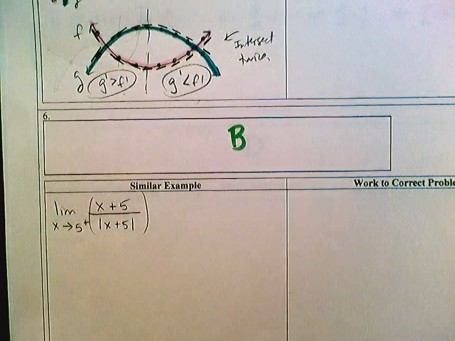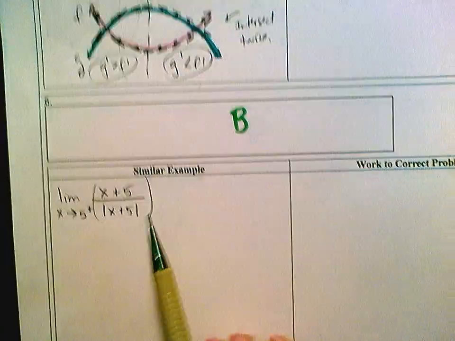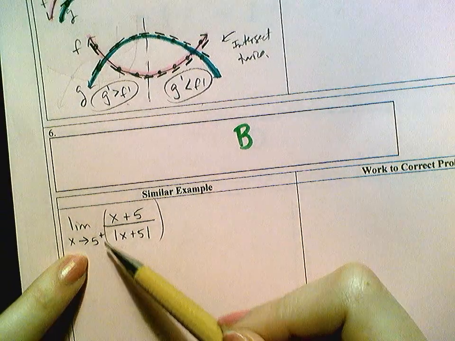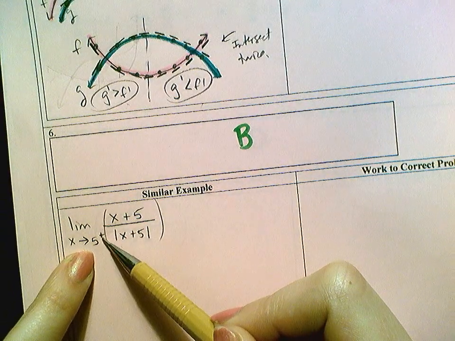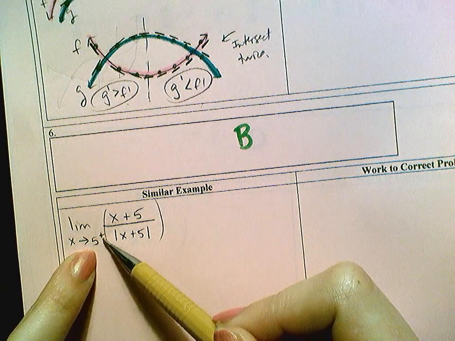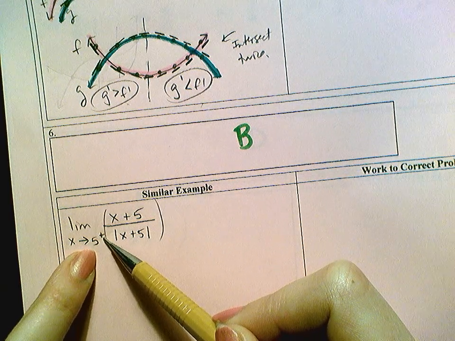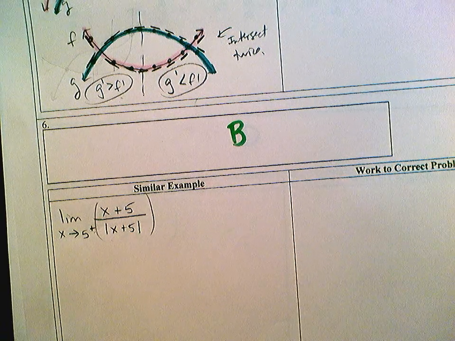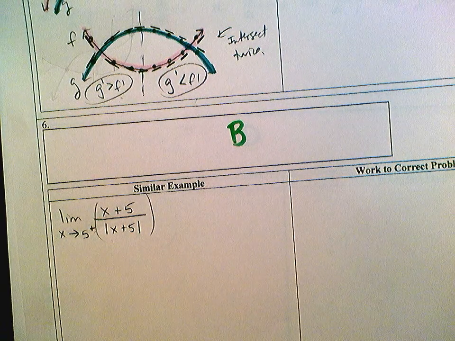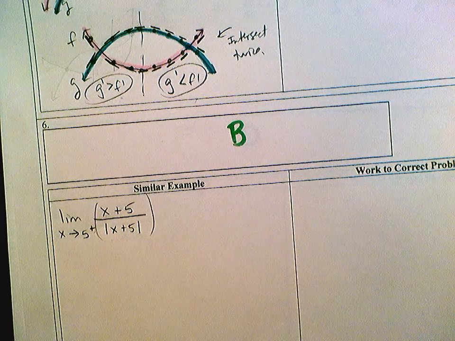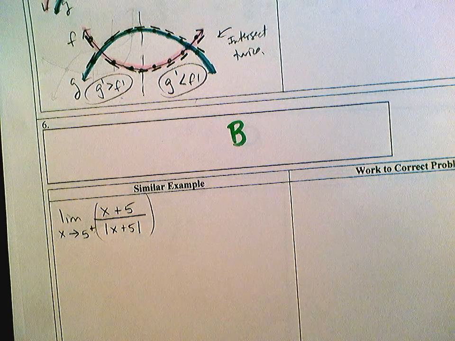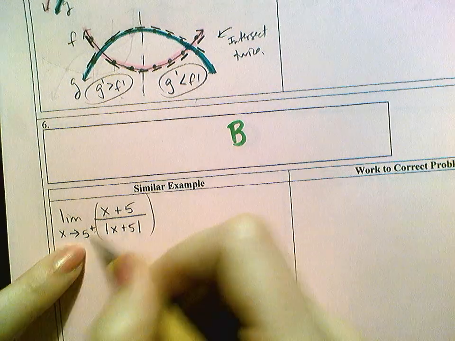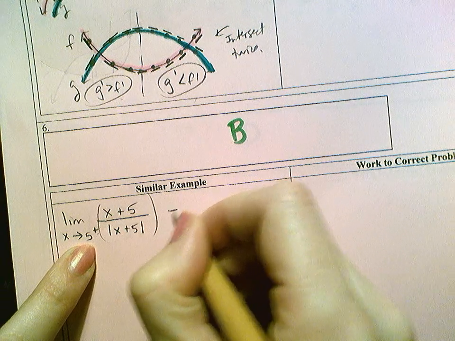Okay, now, number 6. I'm going to do a very similar example. So this is a limit from the right. Imagine plugging in 5.1, 5.01, 5.0001, 5.000001, which eventually would be the same as if you just plugged in 5, really. That's what you'd be getting closer and closer to. But you always try direct substitution no matter what.